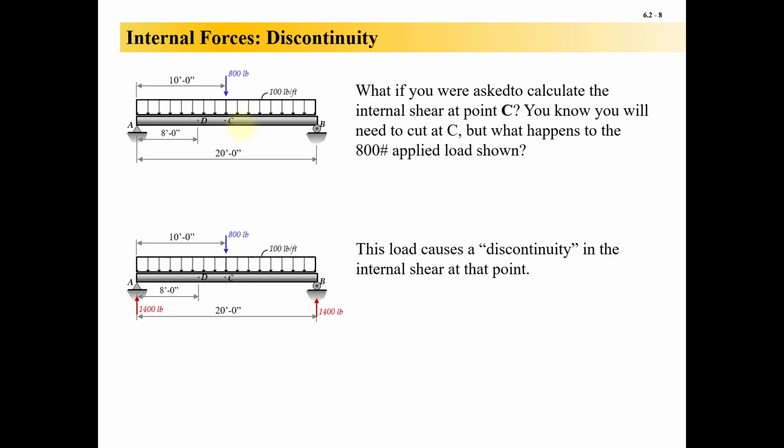And I think the real answer is that you cannot cut at a point of concentrated external load. You have to cut either just a smidge to the left or just a smidge to the right. There is no way you can cut at C.